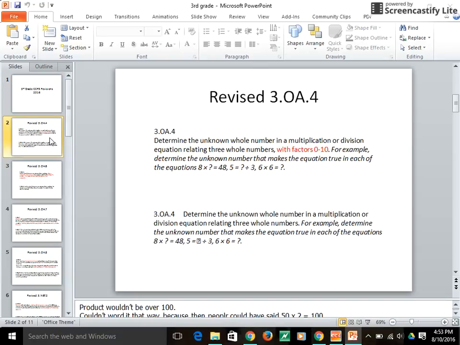So the first thing is 3.OA.4. How this is going to be set up is your new standard will be up here on top, and your old standard will be down here. So the revision will be in red.